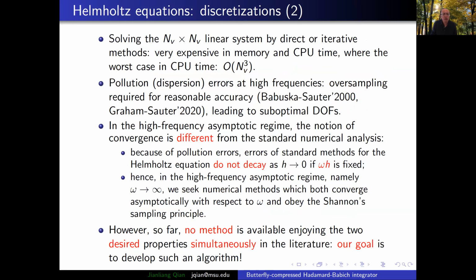Okay. Why did we design those two properties? Because when we design those things, it means we don't have them otherwise. So if we just solve the linear system by direct or iterative methods, those methods will be very expensive in memory and CPU time. In the worst case, in terms of CPU time, we will have O(n^3).